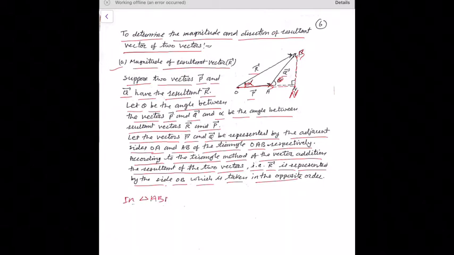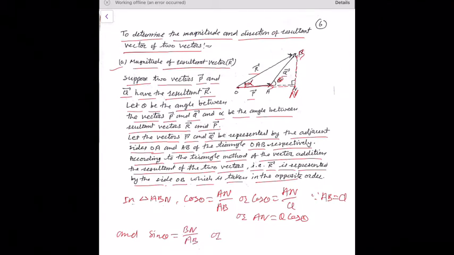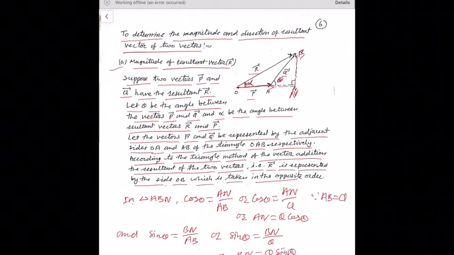In triangle ABN, cos theta is equal to AN upon AB, or cos theta is equal to AN upon Q, since AB is equal to Q, or AN is equal to Q cos theta, and sin theta is equal to BN upon AB, or sin theta is equal to BN upon Q, or BN is equal to Q sin theta. It is equation first. It is equation second.